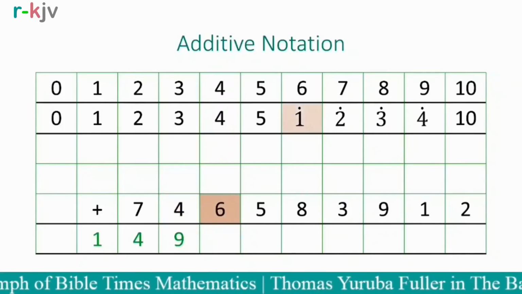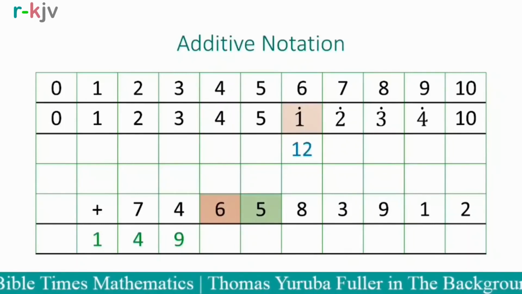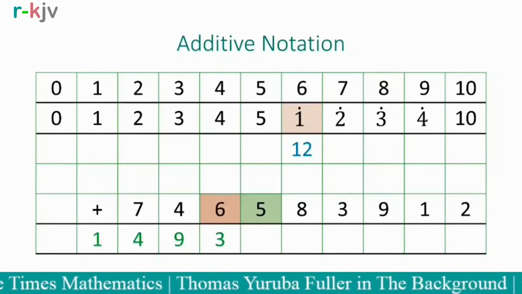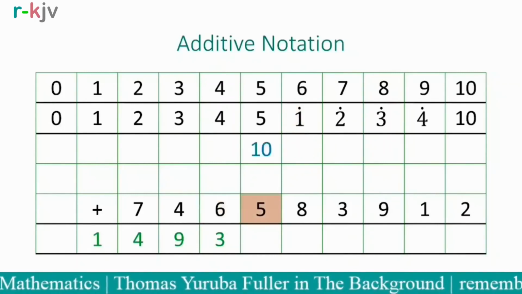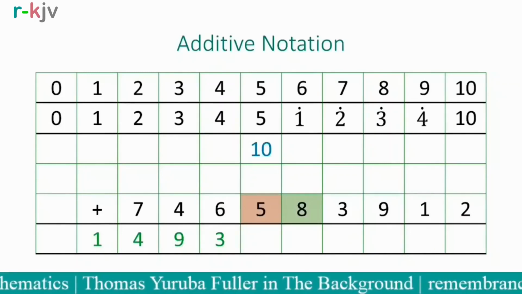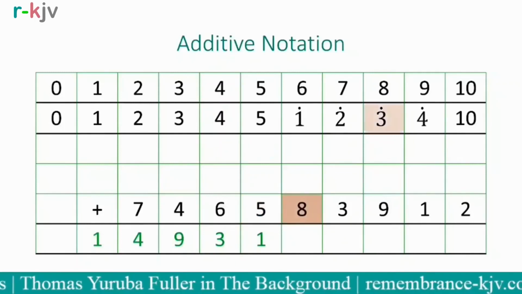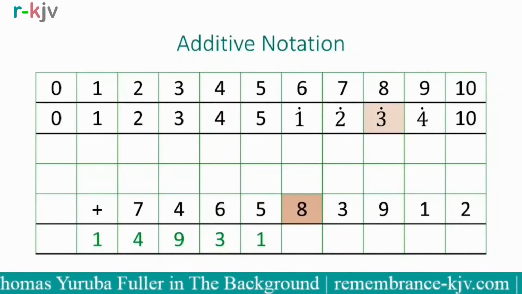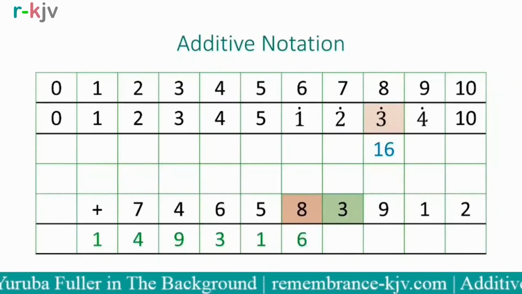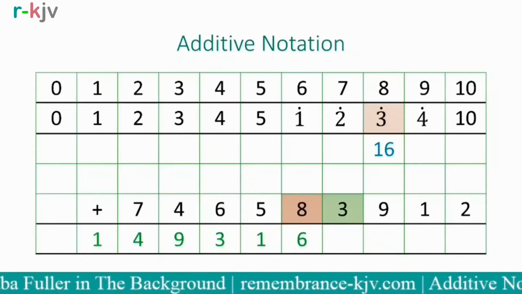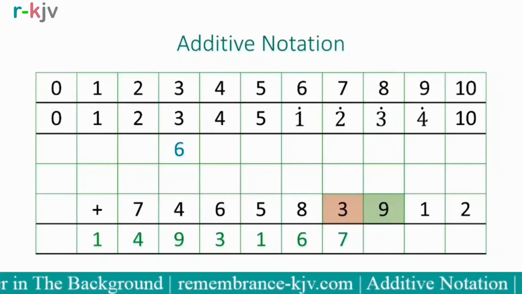6 is dot 1. Double dot 1, 12. Check 5, so we write down 3. Double 5, 10. Check above 5, so we write down 1. 8 is dot 3. Double dot 3, 16. Check below 5, so we write down 6. Double 3, 6. Check above half, so we write down 7.